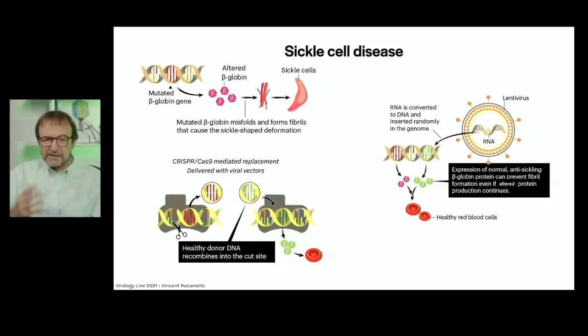And someone asked about sickle cell disease. This has been in the news this week. And in fact, I took this image from one of the publications. Sickle cell disease is caused by an abnormal form of beta globin. The gene has a mutation in it. The protein is altered.